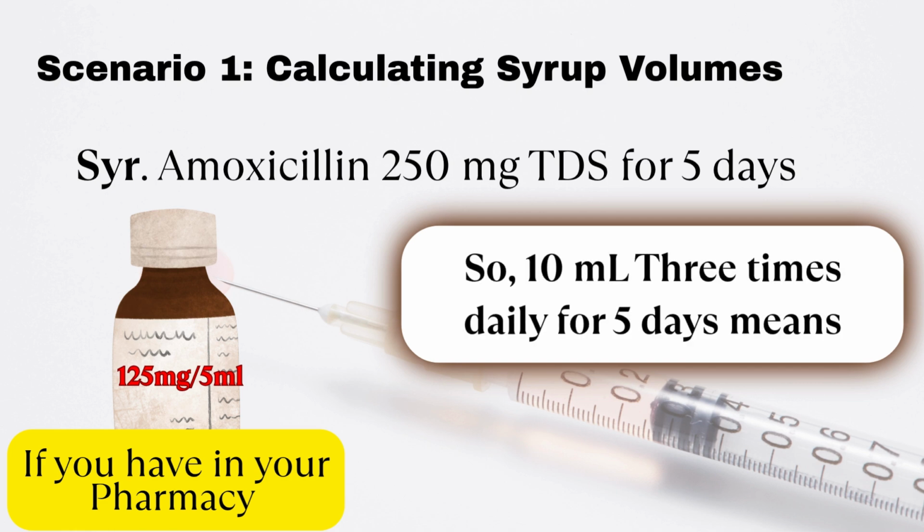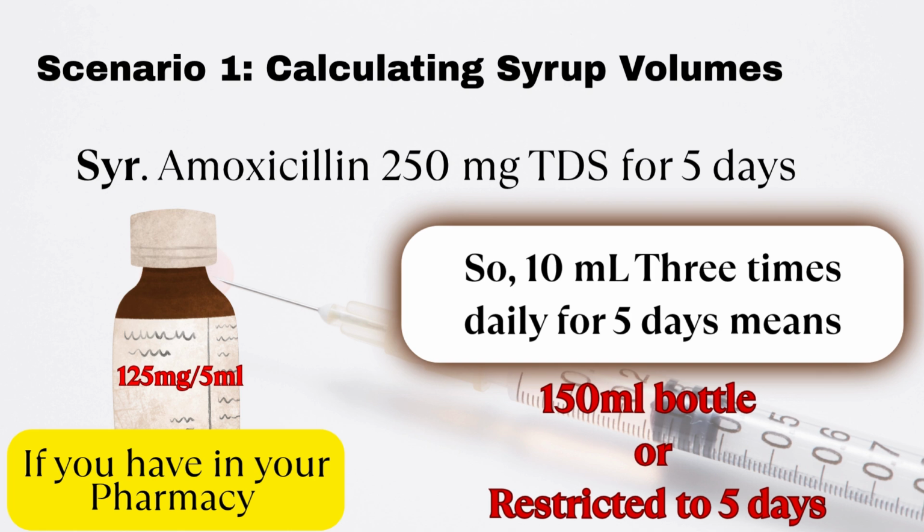250 milligrams equals 10 milliliters. So 10 milliliters 3 times daily for 5 days means 10 times 3 times 5 equals 150 milliliters total. You would dispense a 150 milliliter bottle, label the correct dose, and counsel the patient.